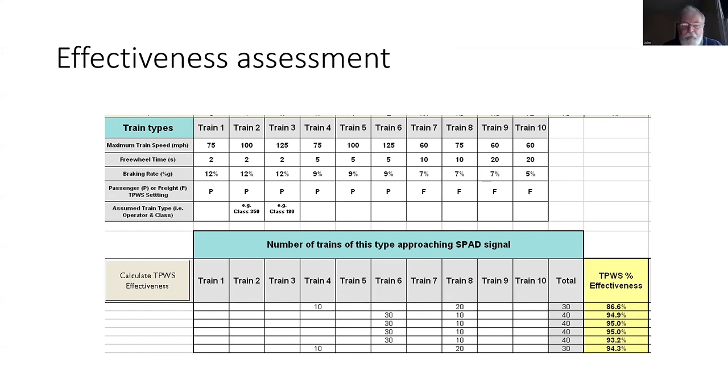So we can see for the top signal here, there are 10 train type 4s would approach and 20 train type 8s, and the overall effectiveness was evaluated to 86.6%. The third and fourth ones you can see are evaluated to 95% because it was decided that one would never claim more than 95% effectiveness.